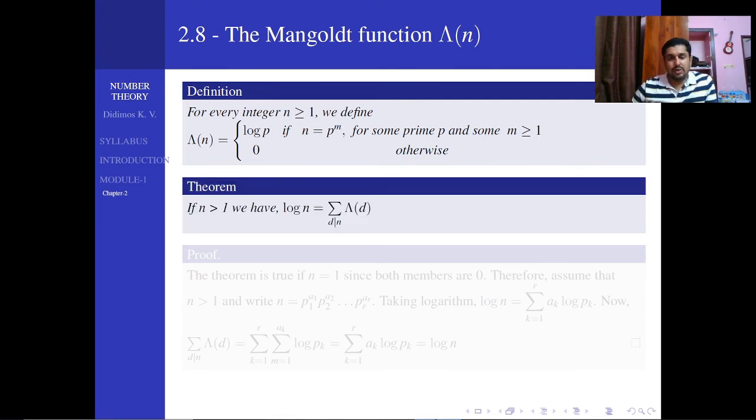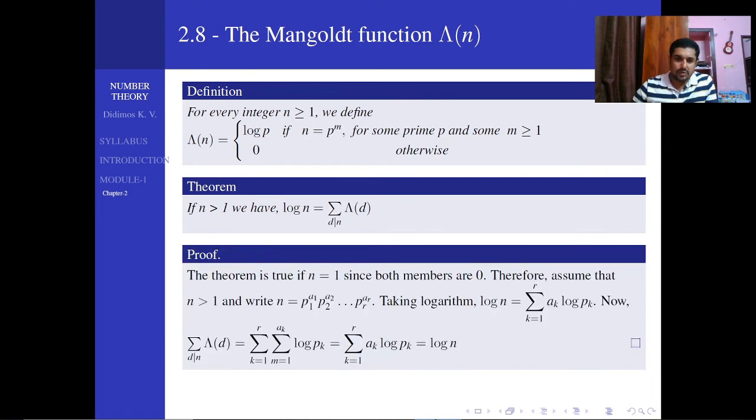Next we will immediately find the divisor sum formula for this, that is sigma d divides n lambda of d is equal to log n. The proof is very simple. If n is equal to 1, then LHS and RHS will be 0, because log 1 is 0, and in sigma d divides n lambda of d, if n is equal to 1, the only possible positive divisor is 1, then lambda of 1 is equal to 0. So the summation contains only one term, lambda of 1, that is nothing but 0, and then LHS equals RHS. So that is vacuously true.